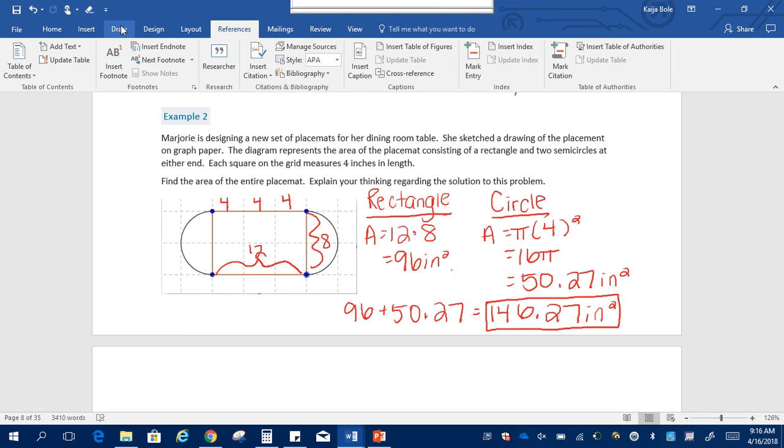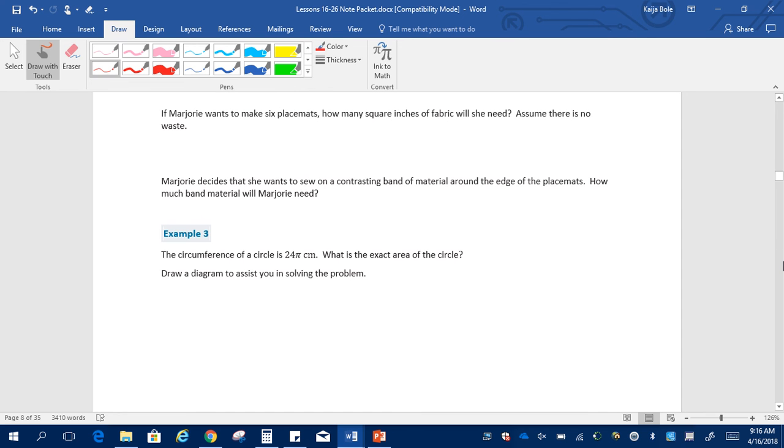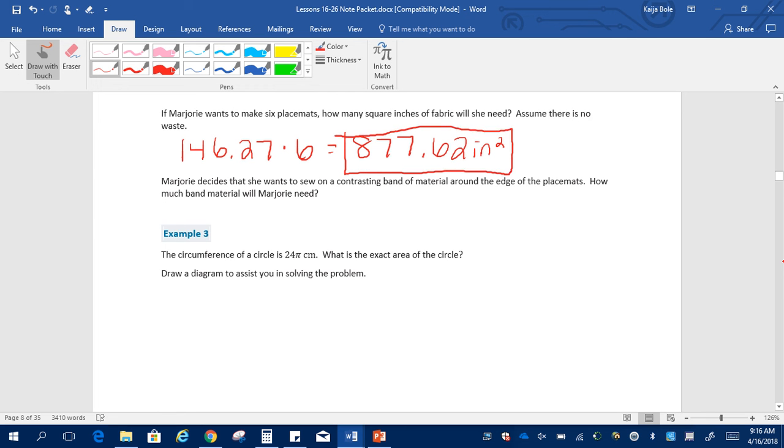And now the next question says, mine's a little spaced a little funny. If Marjorie wants to make 6 placemats, how many square inches of fabric will she need? Assume there's no waste. So we're going to take that total, that 146.27 times, we need 6 of them, and when you multiply, you get 877.62 inches squared. So that's with no waste. I, of course, would probably round that up just a bit to make sure I had enough. Alright, and then we're going to skip that next question.